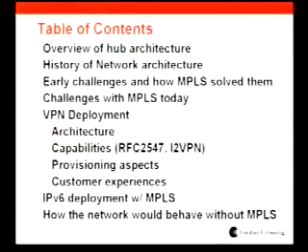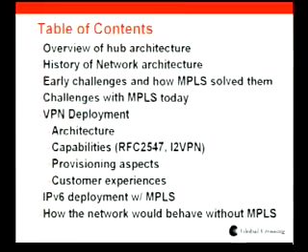What we're going to talk about a little bit today is a basic overview of what our hub architecture looks like, the history of our network architecture, a lot of the issues that drove us to install MPLS in the first place, some of the challenges that we faced back then and some of the challenges we still have today, some specific experiences with our VPN deployment, and some other neat stuff that makes some of our other tasks a little easier, like IPv6 deployment.